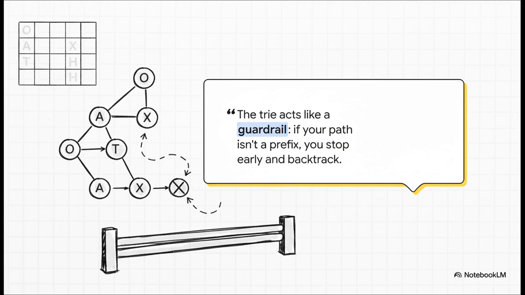Is OAT a valid prefix for any word in our dictionary? Yep, for oath. Awesome, keep going. But what if you try a path like OAX? You check the trie and nope, no path for OAX exists. The trie acts like a guardrail, telling you to stop, turn around, and go back immediately.